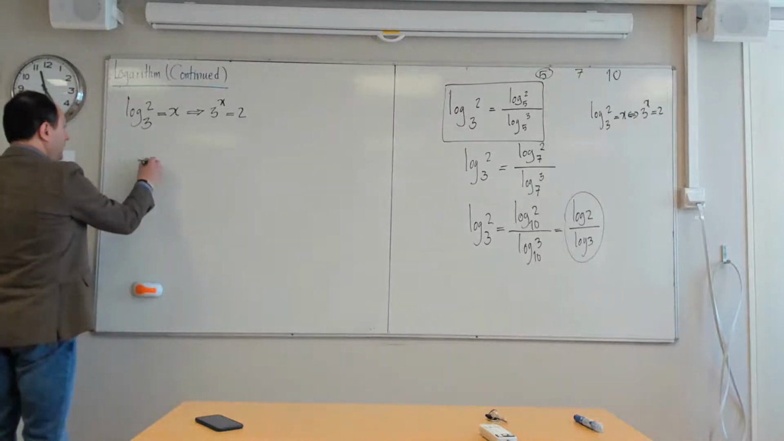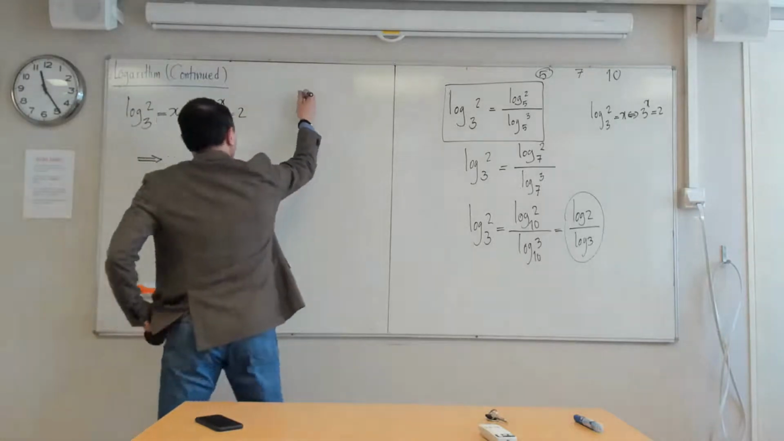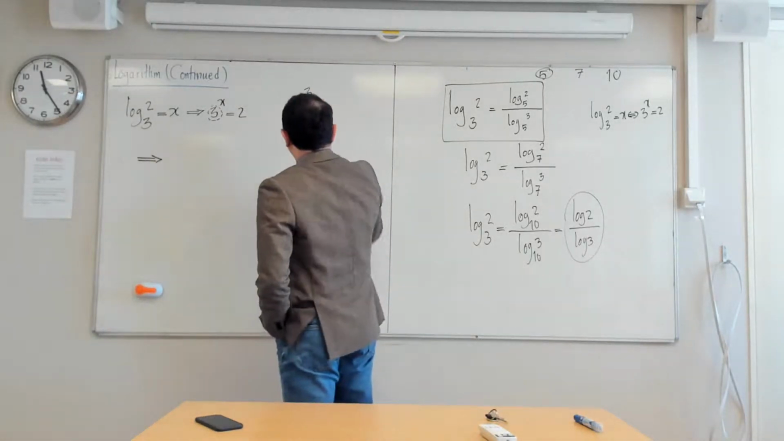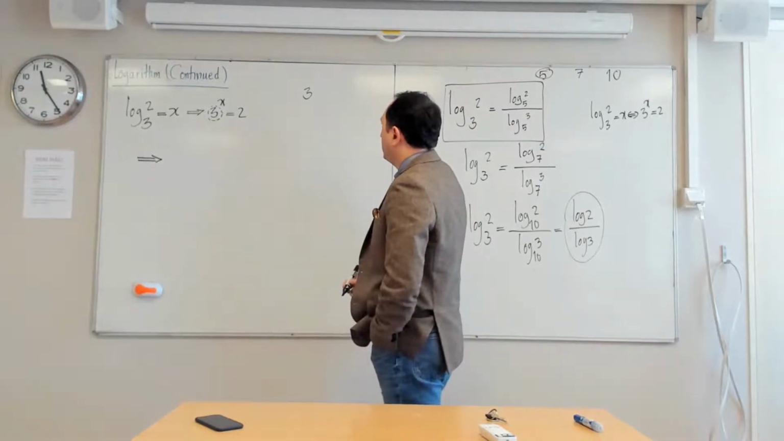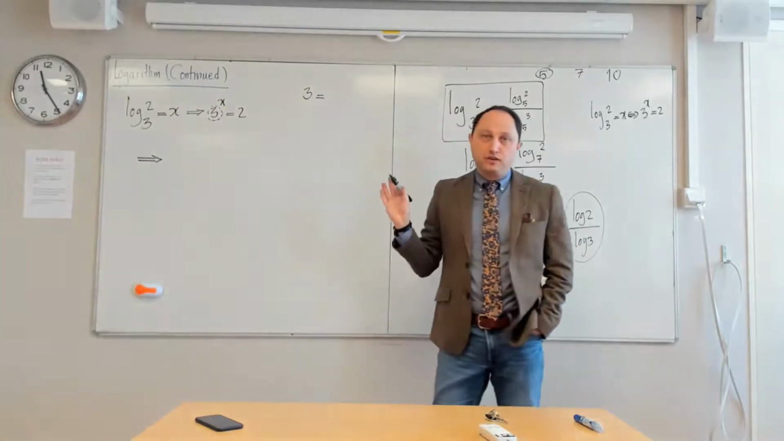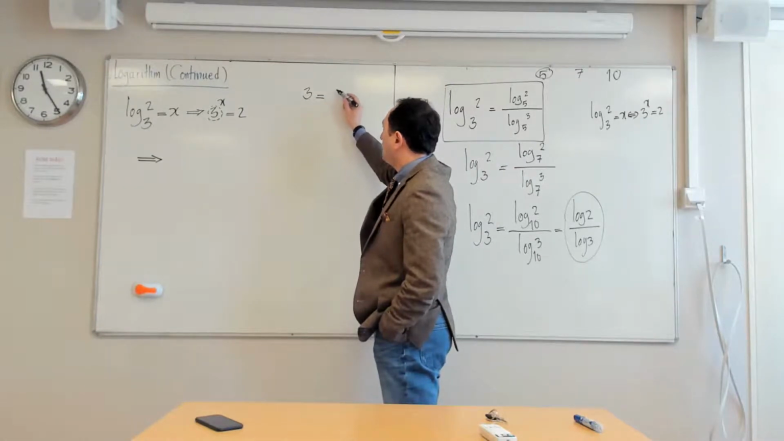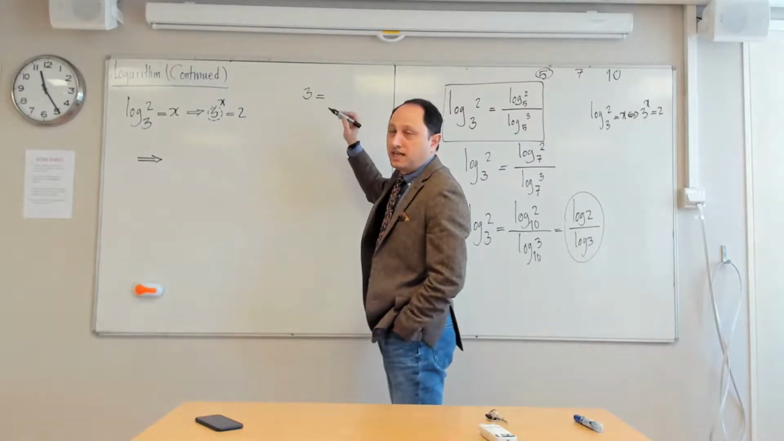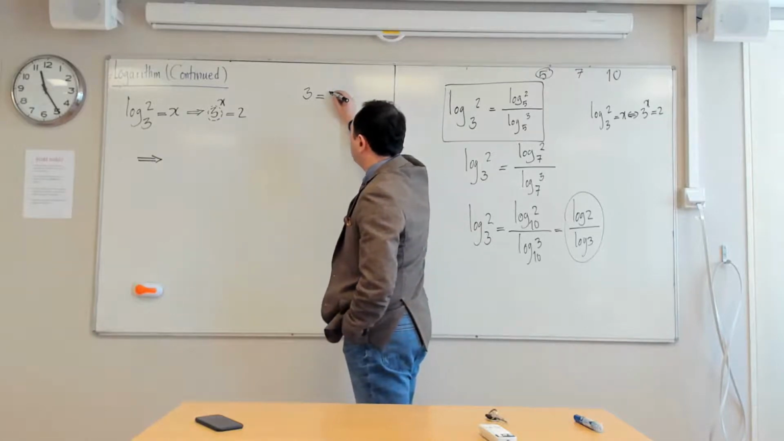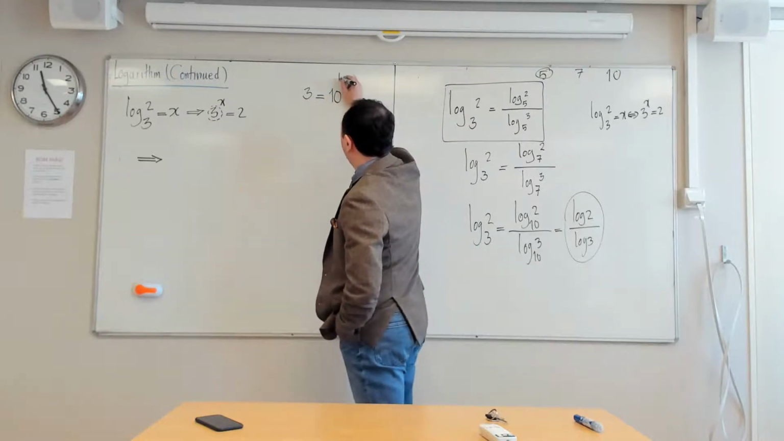Okay, now can you help me a little bit? Here I have 3. Can you tell me how can I write 3 as an exponent with base 10? This you should be very quick at it. I want to write this in the form of an exponent whose base is 10. So what should I write in front? It is 10 to the log of 3.